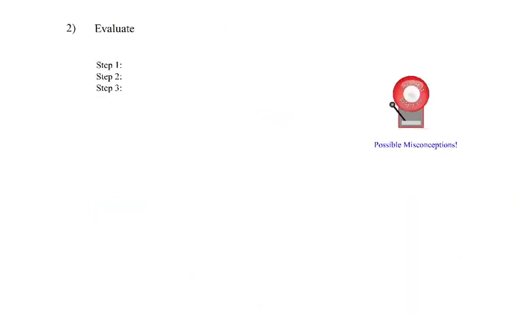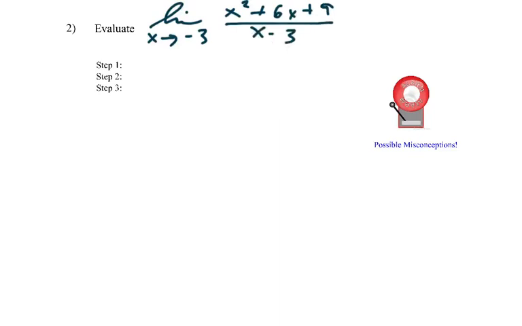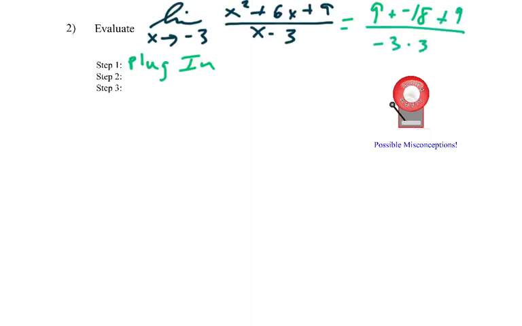Moving on, example 4. All right, we are going to see the limit as x approaches -3 of x squared plus 6x plus 9 over x minus 3. So step 1, as always, plug in. And when I plug in, we are going to get -3 squared, which is 9, plus 6 times -3, which is -18, plus 9, over -3 minus 3. So this is going to be -9 plus 9 is 0, and -3 minus 3 is -6.